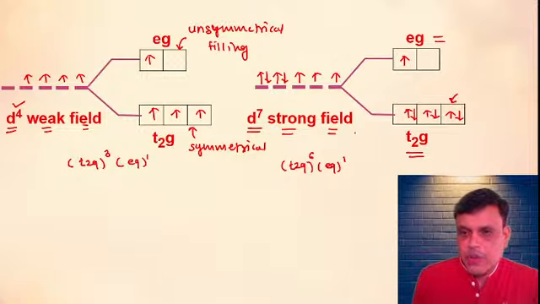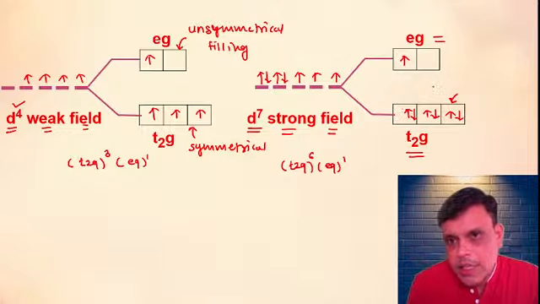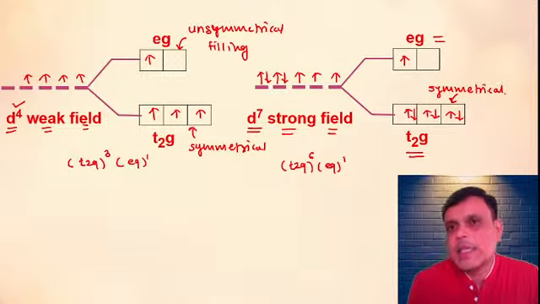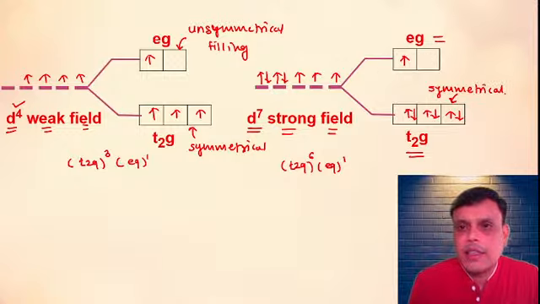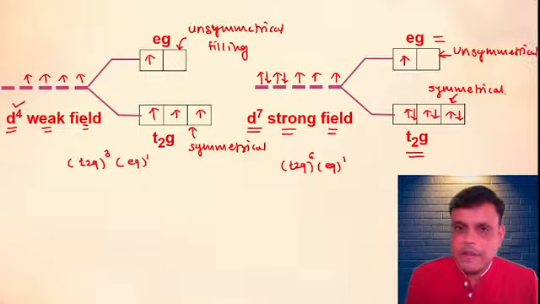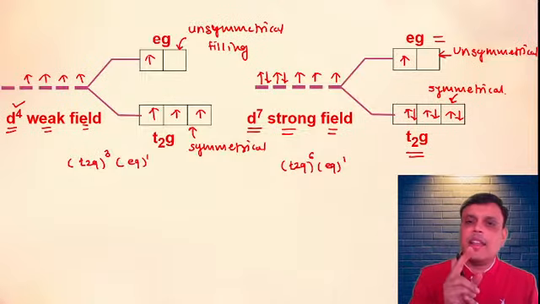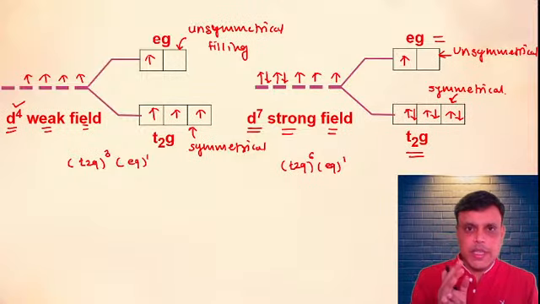Symmetrical, correct. Jay Vikram, very good. So it is symmetrical filling. And EG is unsymmetrical filling. So when the orbitals are unsymmetrically filled, then the tetragonal distortion takes place. Then Jahn-Teller distortion takes place.